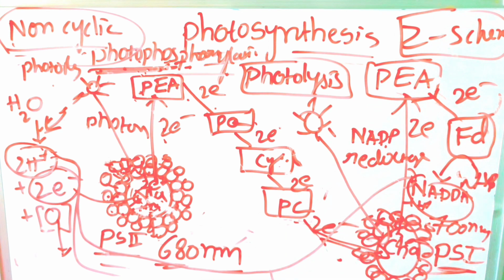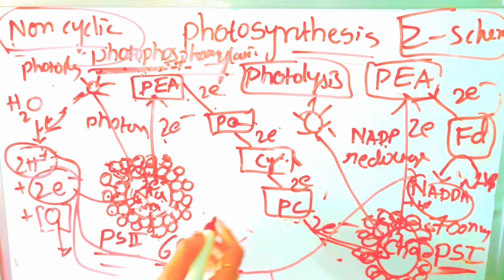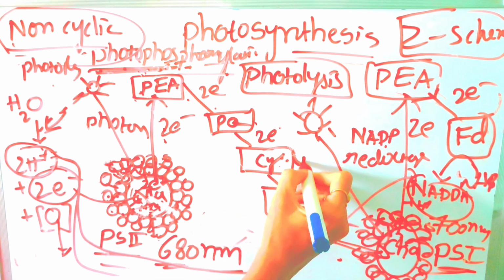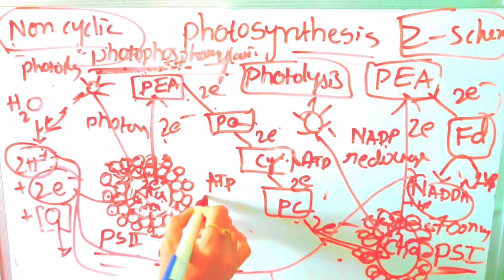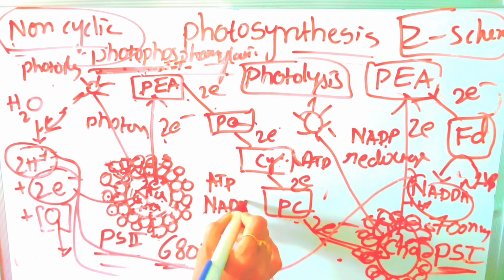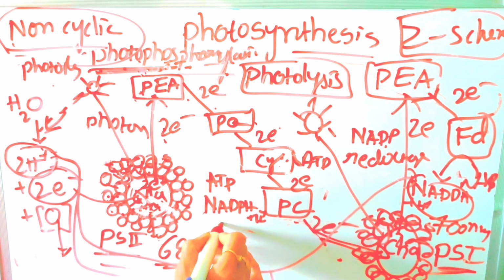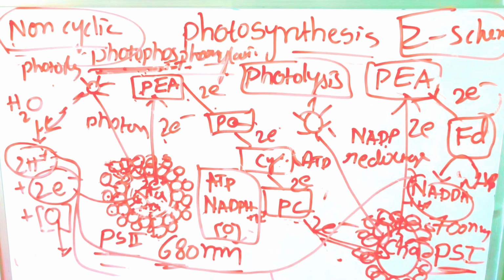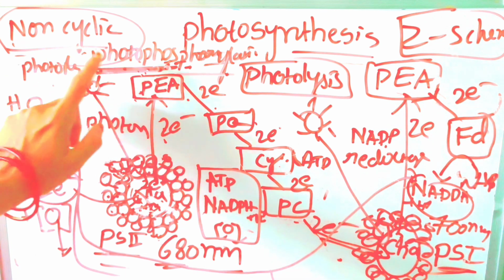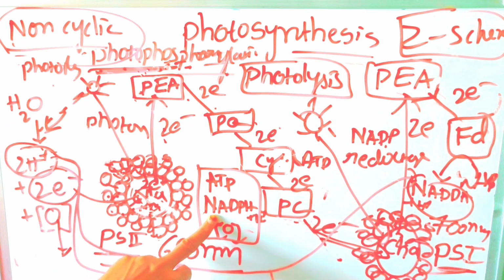So what are the main important products of non-cyclic photophosphorylation? First one is ATP synthesized, and the reducing power NADPH is synthesized, NADPH plus H plus. Third one is the nascent oxygen. These three are important products in the non-cyclic photophosphorylation reaction. So this is a very important non-cyclic photophosphorylation.